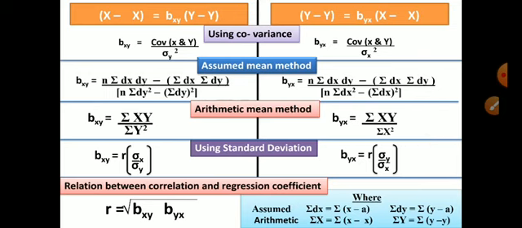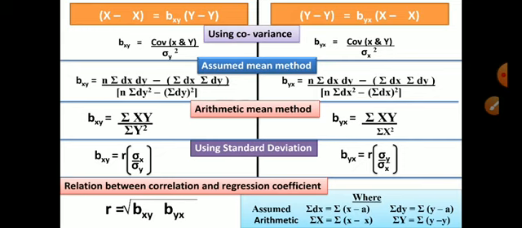And we have one more important formula, the relationship between the correlation and regression coefficients. r is the square root of bxy into byx. This is the important relation between the correlation coefficient and regression coefficients. Please do keep it in mind. The formulas are very important, and simple. If you learn the correlation coefficient formulas properly, you can easily write the regression coefficient.